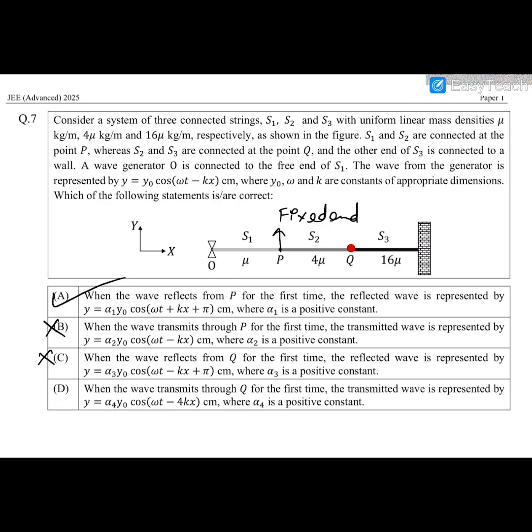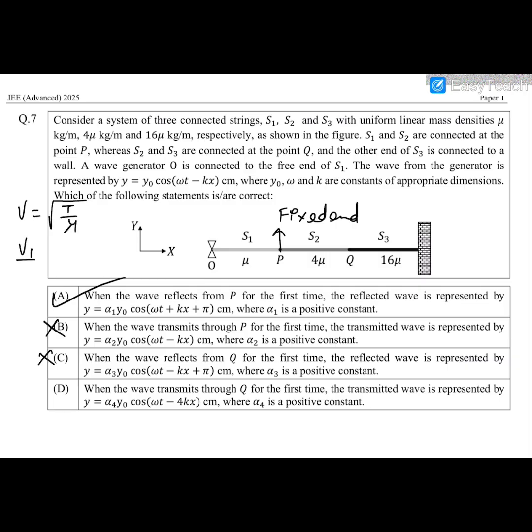The direction is same as that of the incident wave, so the wave is still traveling from left to right. And the third and important thing is that the speed will change, because mu is different, and k will also change. We know that v is equal to under root of T by mu.